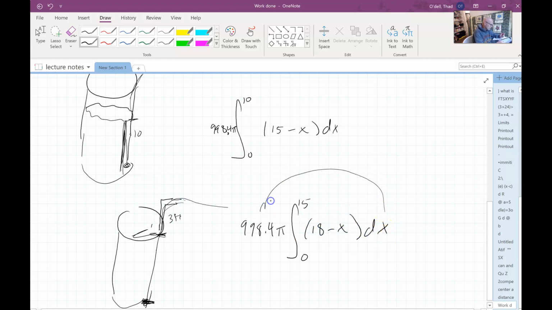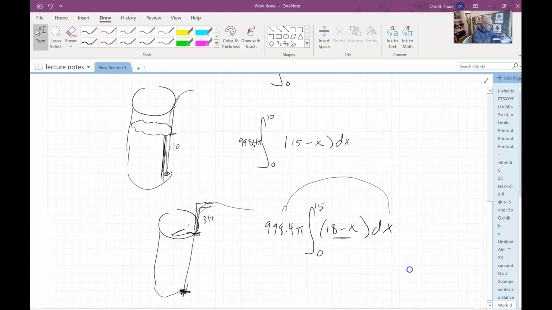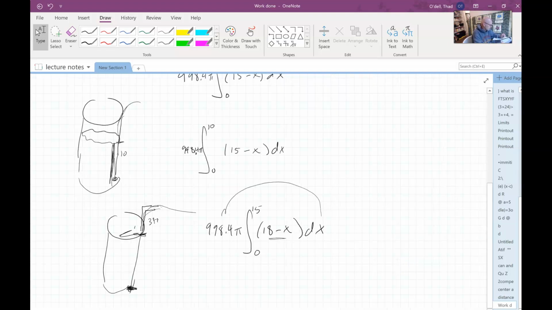Remember, the dx is part of the volume formula over here. So changing the height that we pump to changes the distance formula, but changing how much water is in there changes the limits of integration. So that's a kind of important little thing to pay attention to.